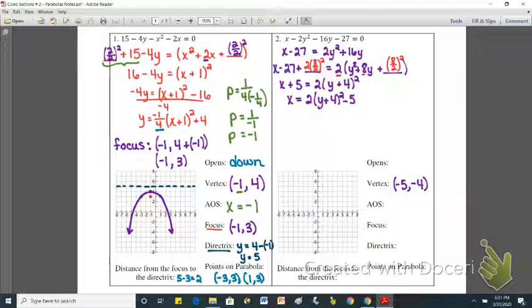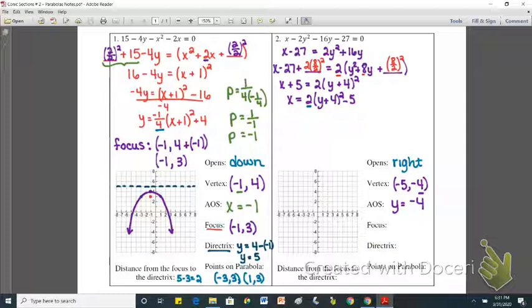To determine whether it opens left or right, I look at my coefficient. That is a positive coefficient, therefore it is going to open to the right. Axis of symmetry, it's a horizontal, therefore my axis of symmetry is going to be a horizontal line, y equals, and I use the y coordinate.